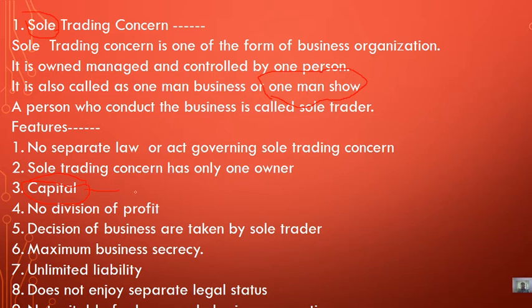One of the ideal features of sole trading concern is that there is no division of profit, because as we discussed earlier, there is only one owner or single owner. That's why in sole trading concern there is no division of profit among others or among members, because the sole trader is only one member, one owner, a one-man show of business. So in sole trading there is no division or diversification of profit. That is, the profit of business is the profit of the sole trader only.